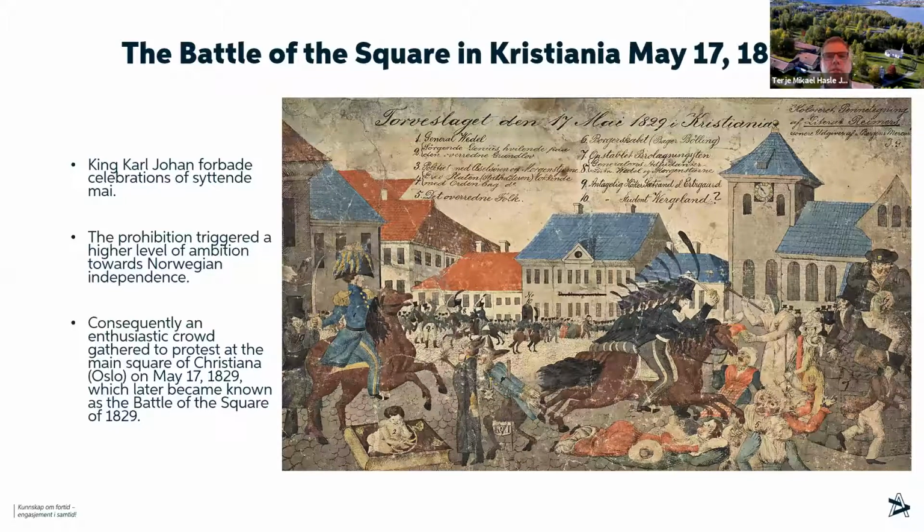There was an incident in Christiania when a crowd of people wanted to show their support of Norwegian independence, and the king, who had forbidden celebrations of Syttende Mai, sent the troops to attack and to stop the celebration. No people were killed, but some people were hit with the sabers of the soldiers, to disperse the crowds. But this has later become known as the Battle of the Square, and I think that this also triggered more resistance among Norwegians.